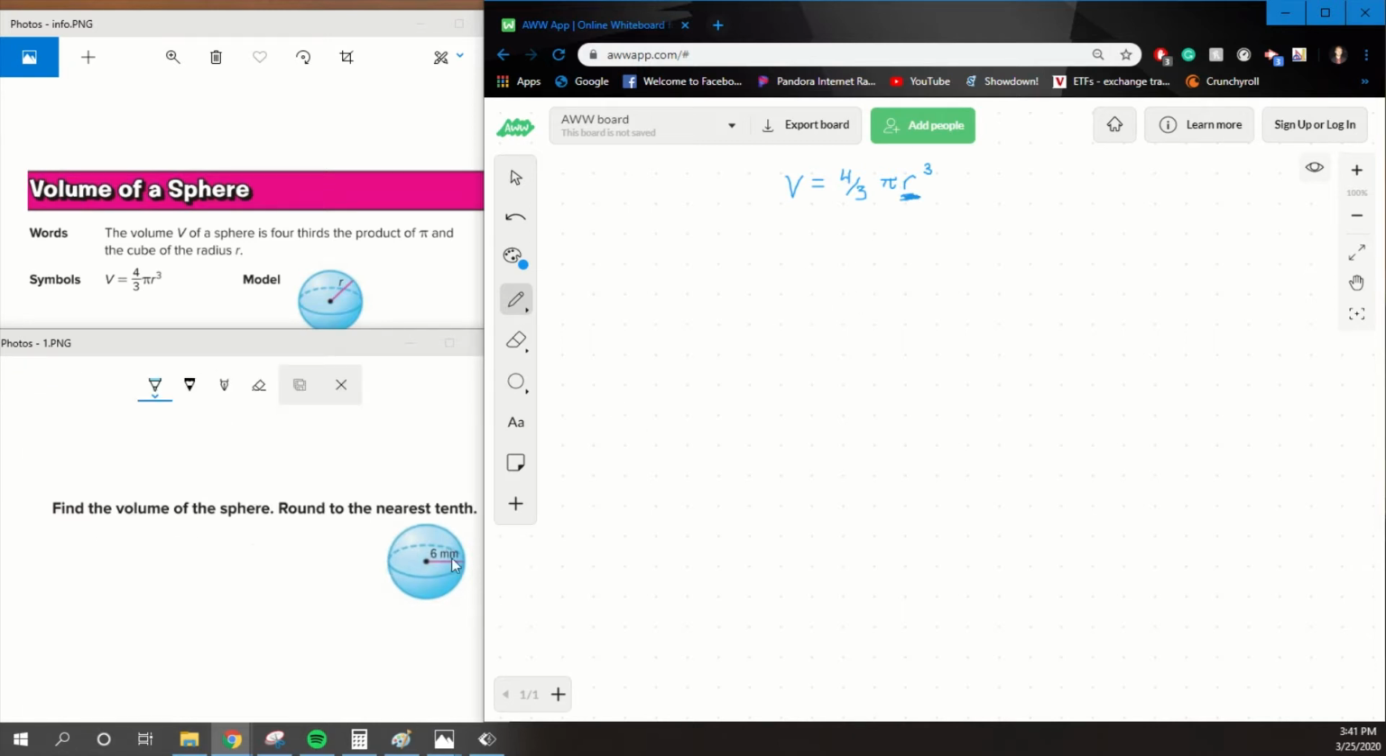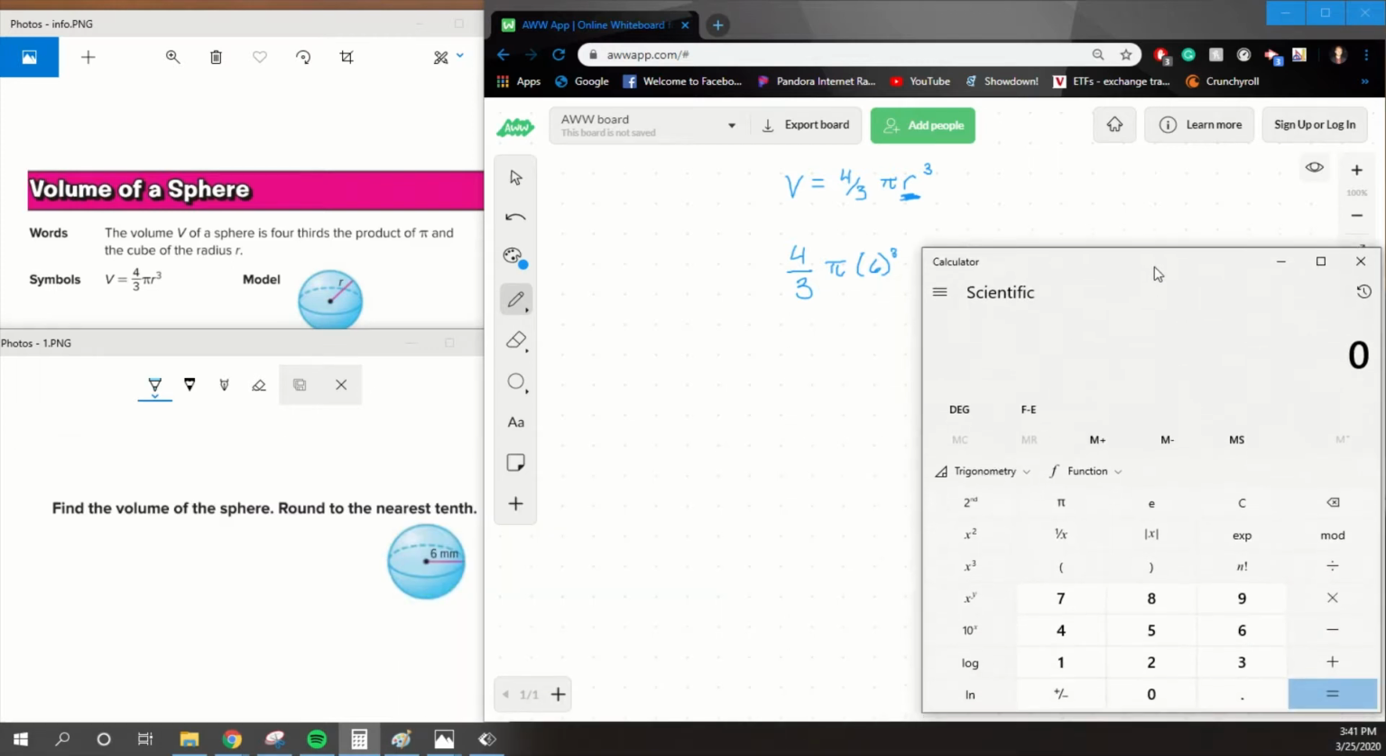So if I need to find the volume of this sphere, then I'm going to take that 4/3 and multiply it by our pi. Remember, whenever we're using pi, we're using the pi button on our calculator. We are not using 3.14. And then we have our r, which is 6, and we are cubing r. So now that we have everything, we can go ahead and plug that into our calculator.